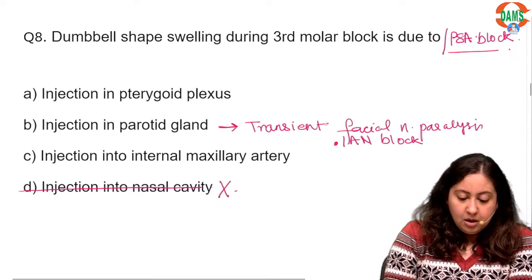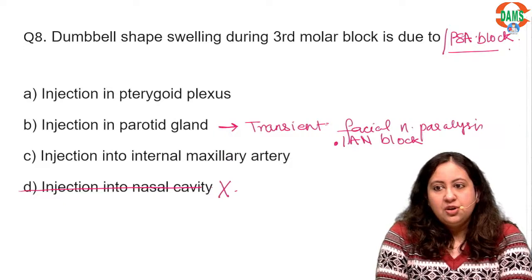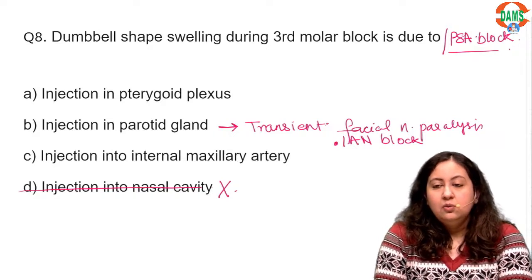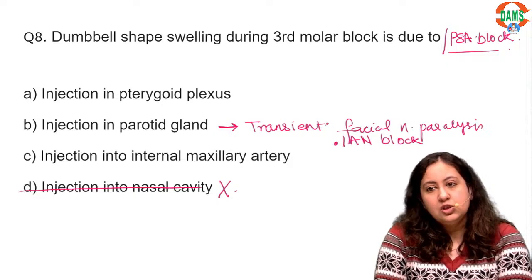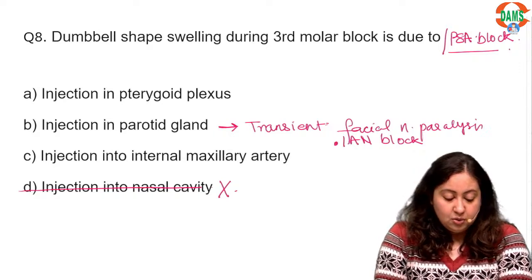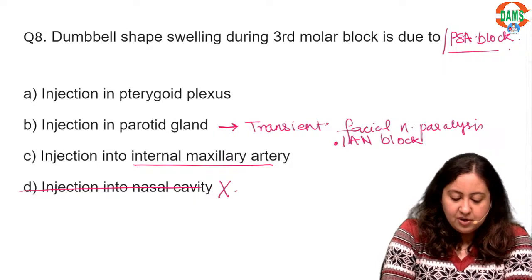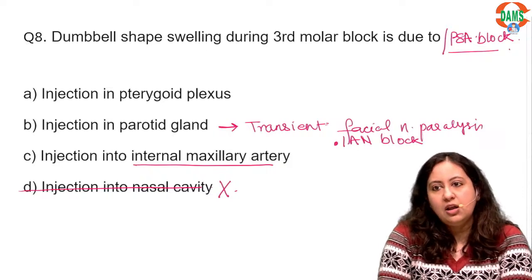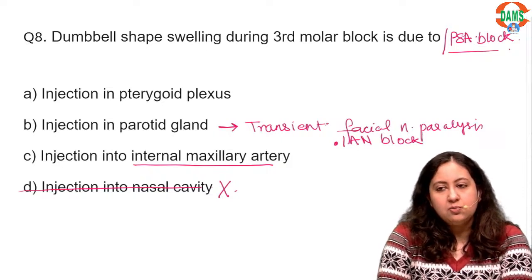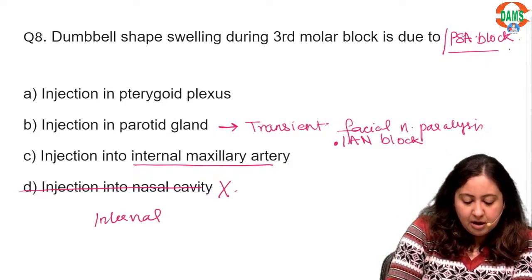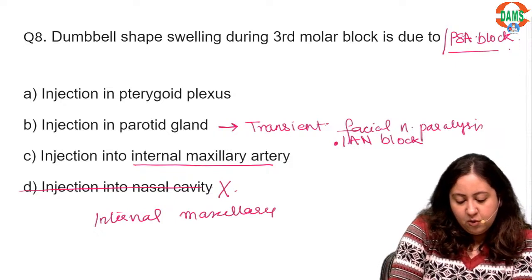So basically, when you're giving a posterior superior alveolar nerve block, you're most likely to injure the artery. Which artery? Posterior superior alveolar artery, which is a branch of the internal maxillary artery. So if internal maxillary artery is given in your options, you will prefer this. If this is not given in the options, then you will mark pterygoid plexus. Both option A and option C are correct, but preference to be given to internal maxillary artery over pterygoid plexus of veins.